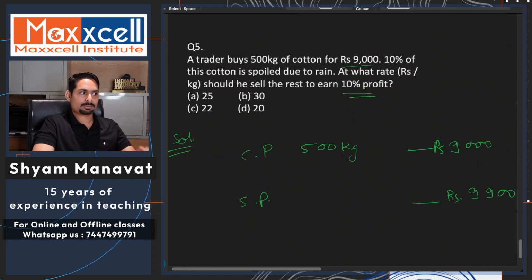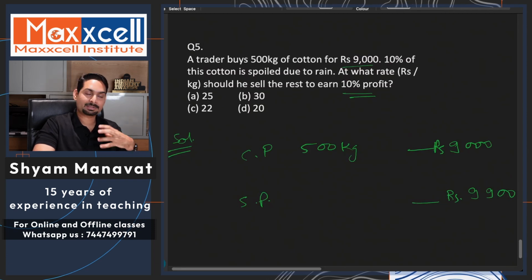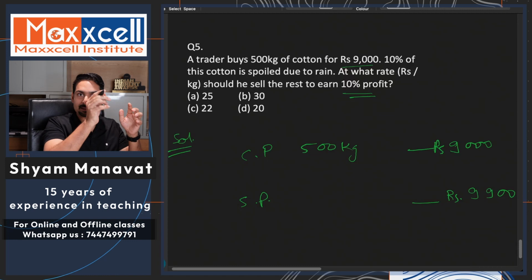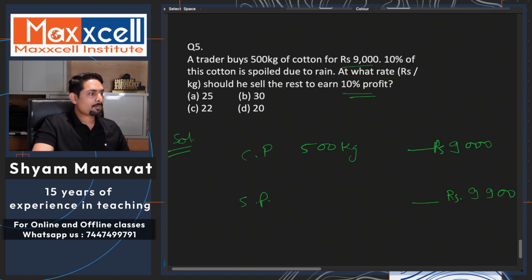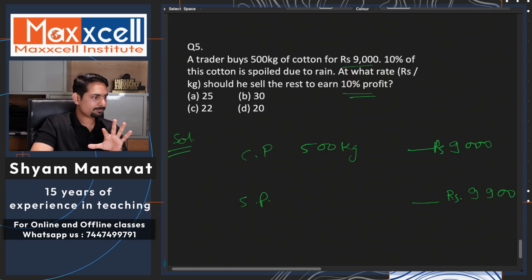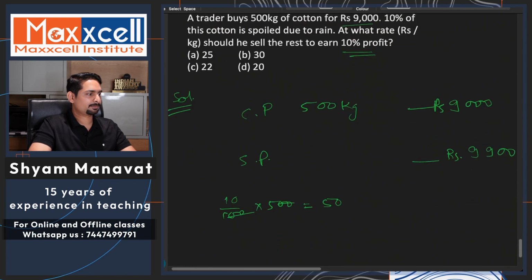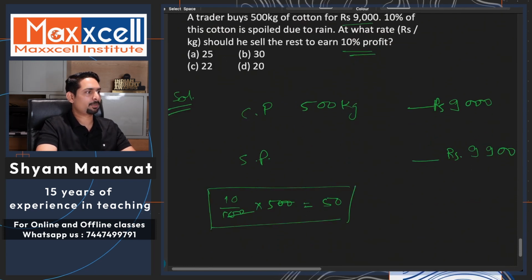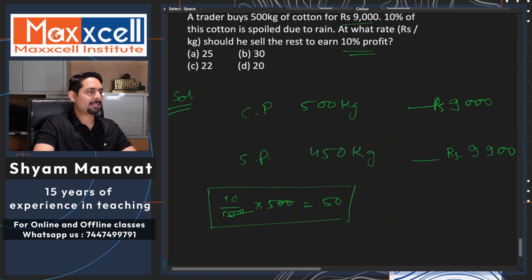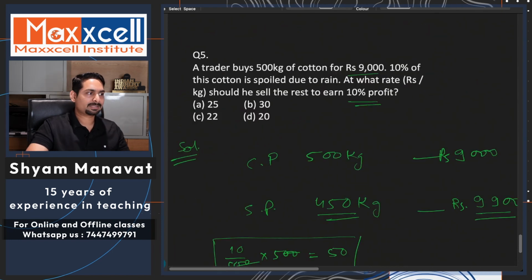But this time the quantity is not 500 kg. It is 10% less because 10% is spoiled. That spoiled cotton has zero selling price. So 10% of 500 is 50, right? That is lost, that is spoiled. So the remaining is 450 kg. Now we say the selling price of 450 kg is 9,900 if he has to gain 10% on the remaining quantity.